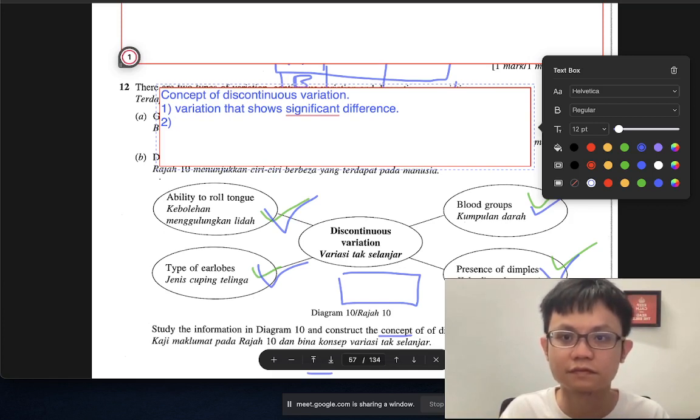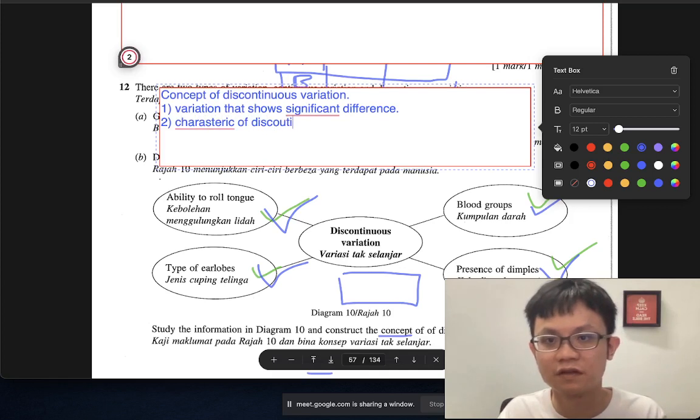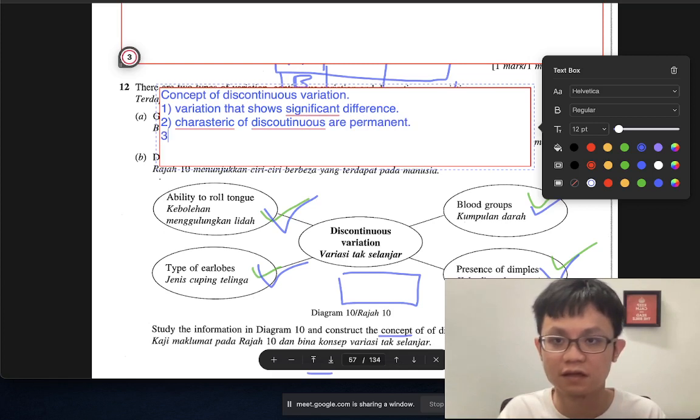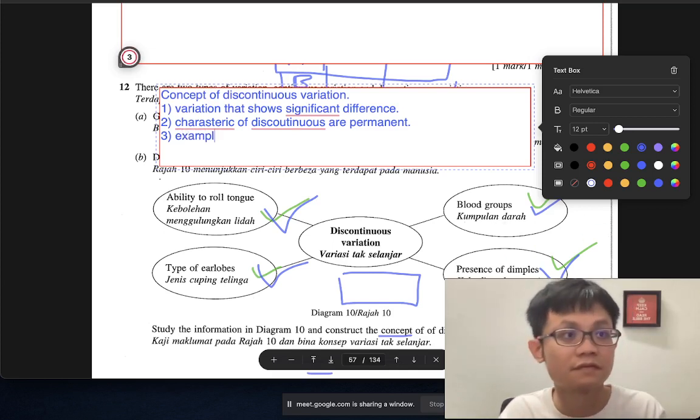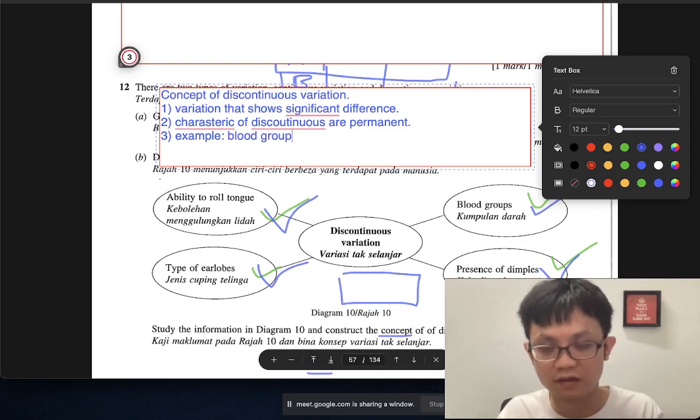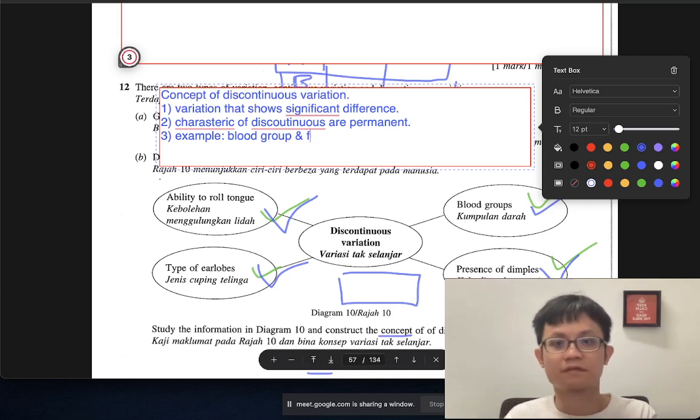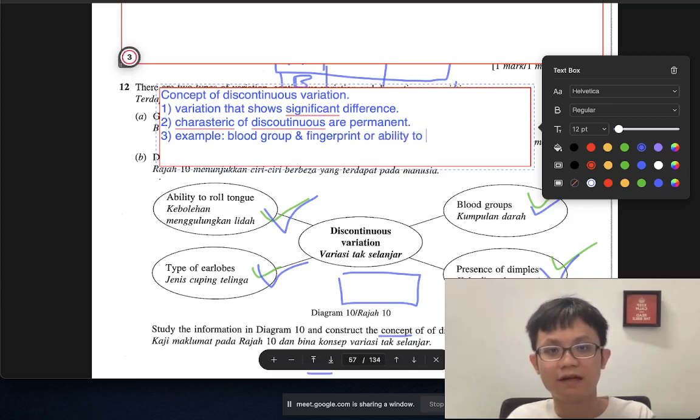Characteristics of discontinuous variations are permanent. Discontinuous are permanent. Very good. Some more? And can give an example. Can. So for example, blood group, fingerprint, okay, or the ability to roll tongue. Okay, last one.